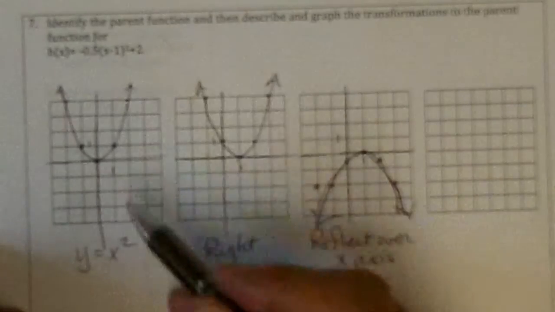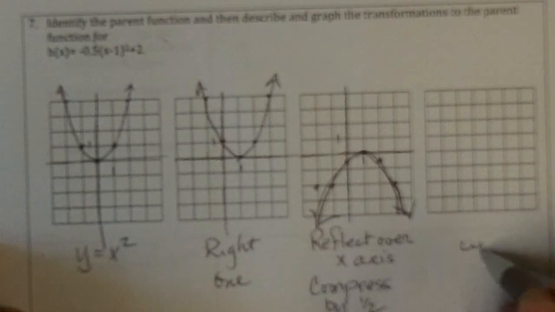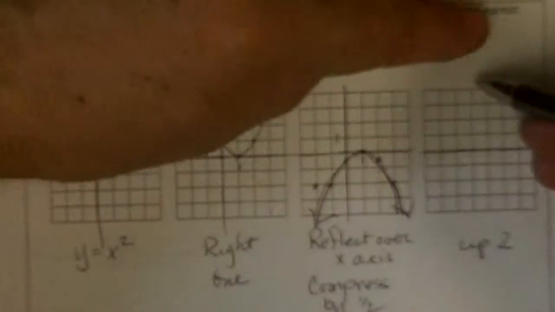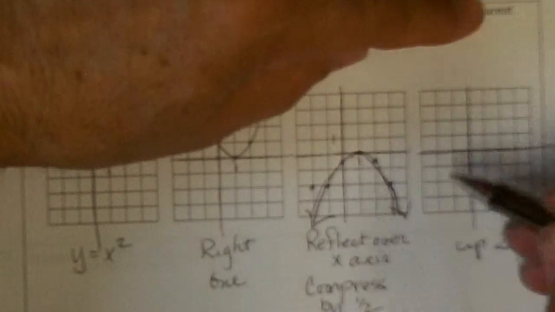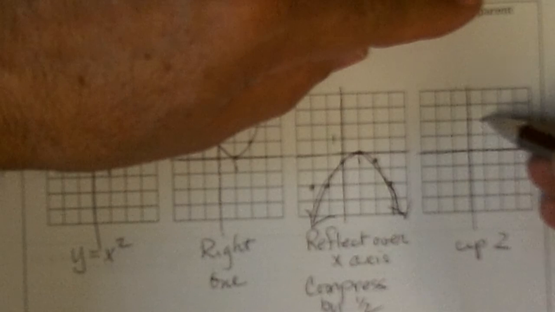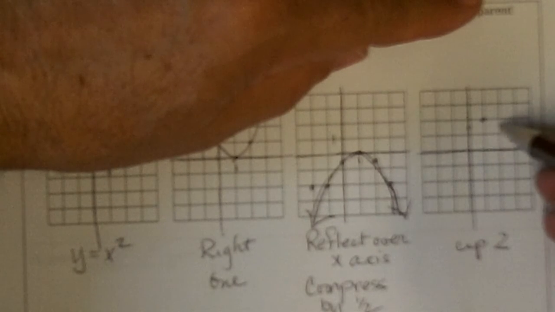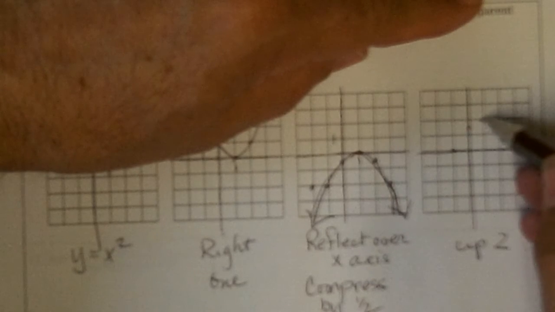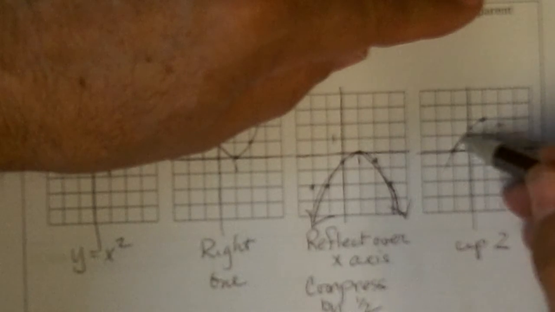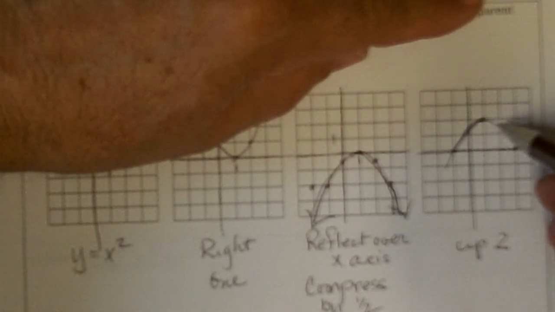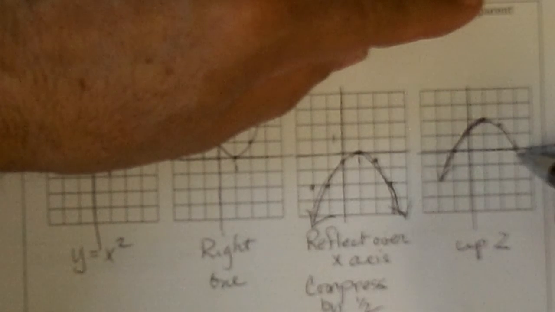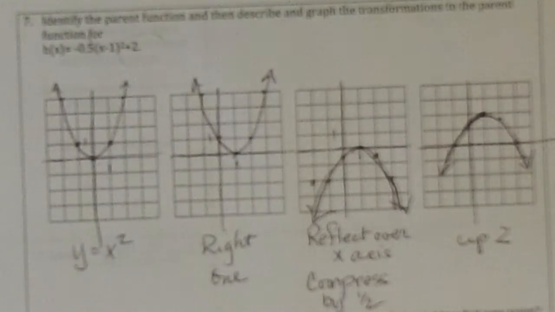And then finally, the last one is up 2. So over here, we're going to take this curve up 2. And that's that one.